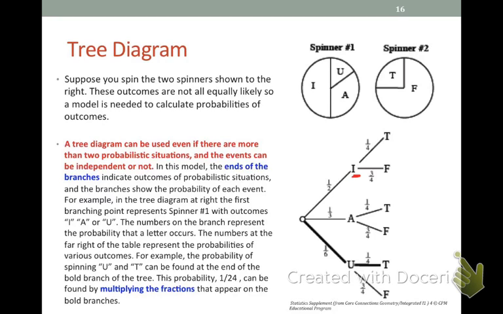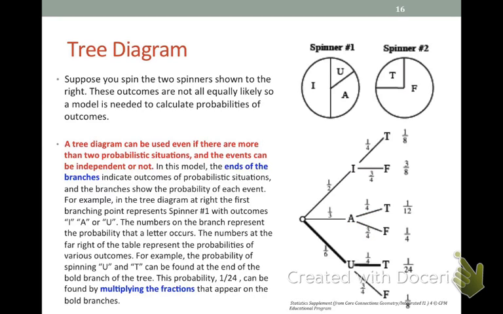So if you're at the I, let's say you first spun an I, well then you're going to spin the second spinner. 1/4 of the time you're going to get a T, 3/4 of the time the F. And that's going to be true for each of the branches. So if you've selected an A the first spin, you're going to have those same 1/4, 3/4 possibility after that.